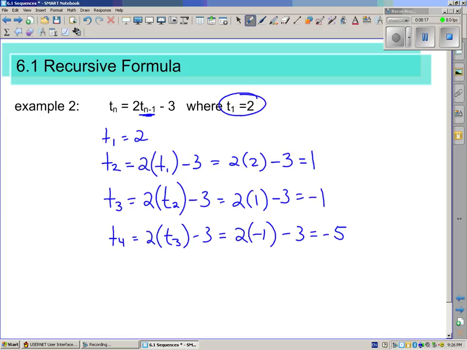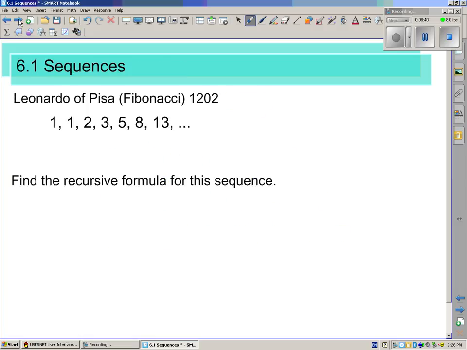The next thing we're going to look at has to do with a man, Leonardo of Pisa. We're looking at 1202, around that time. I don't know if that's his birth date, his death date, or just some random date. But we don't know him as Leonardo of Pisa. We know him as Fibonacci. 1, 1, 2, 3, 5, 8, and 13 and so on. Fibonacci created this sequence.